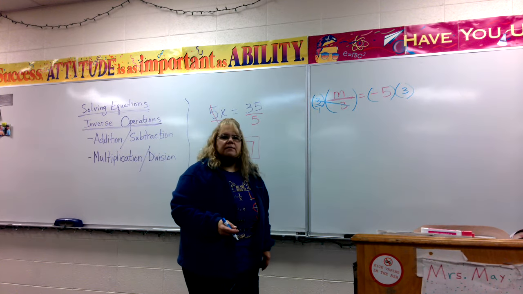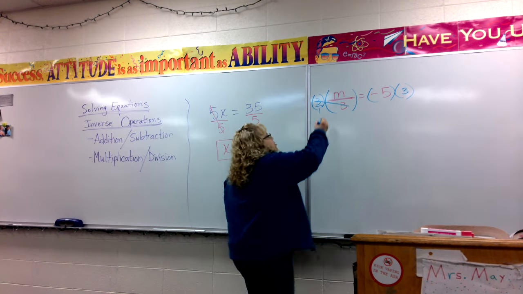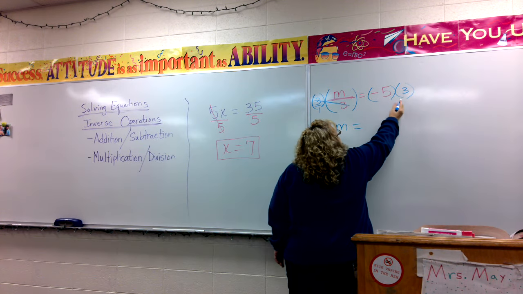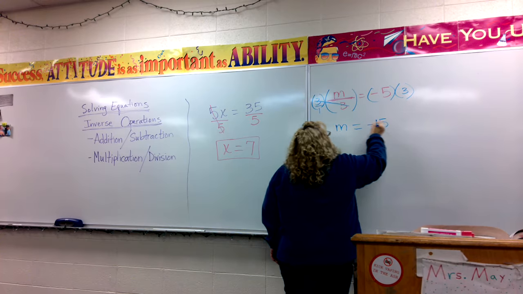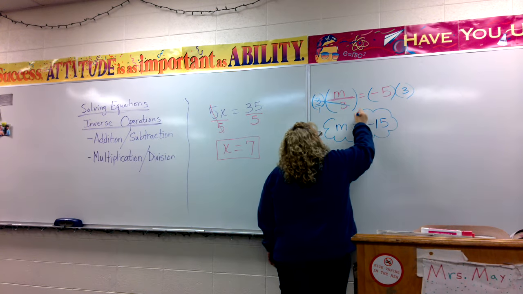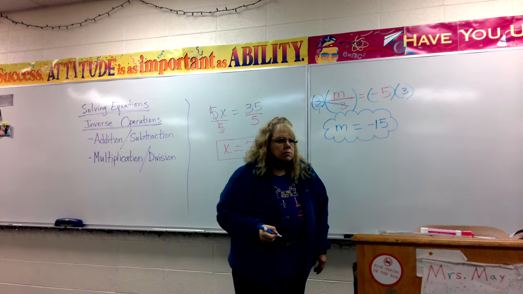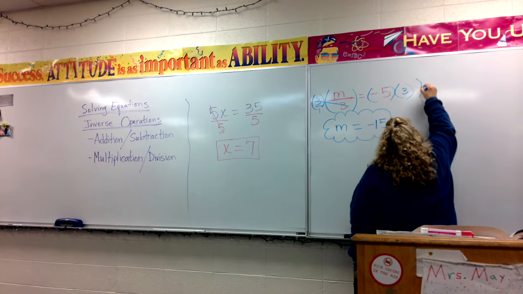Multiply by 3, divide by 3 cancels. And so we just have m on this side. What do you get over here? Negative 5 times positive 3? Negative 15. Right? Are we good so far? Anybody with questions so far?